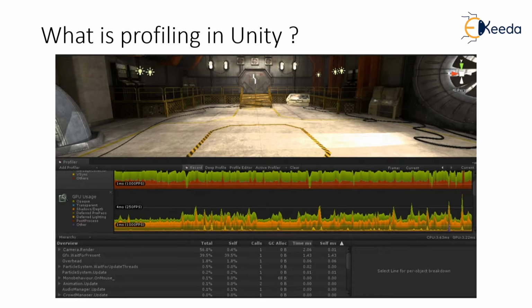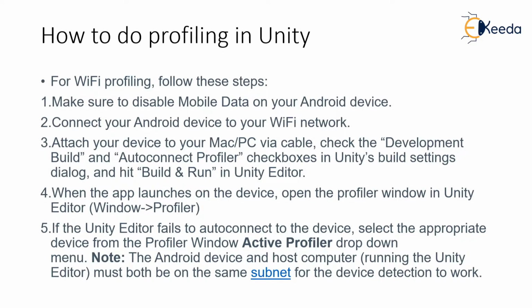So how do you actually connect this profiler, which monitors your cell phone usage, to your Unity? Let's look at how to do the profiling in Unity. The main way is to use Wi-Fi for profiling your app which is running on your cell phone. First, you need to disable your mobile data and connect your Android device to your Wi-Fi network. When you're building your entire VR experience, which goes directly to your cell phone, make sure you click on the check mark for development build and auto connect profiler.